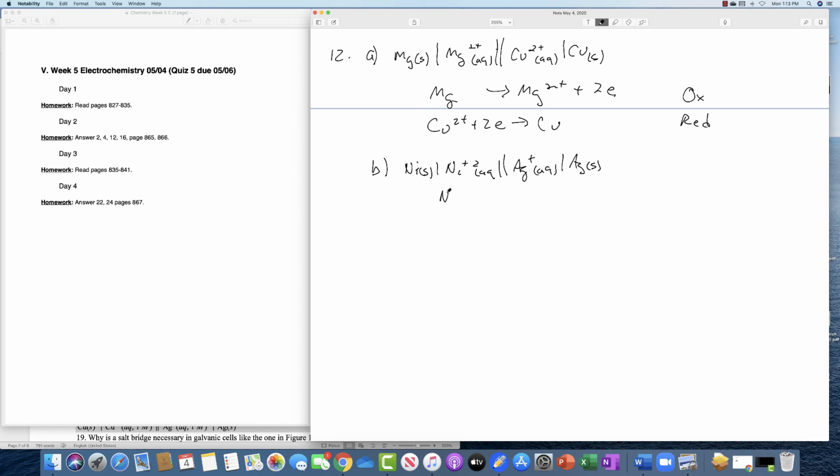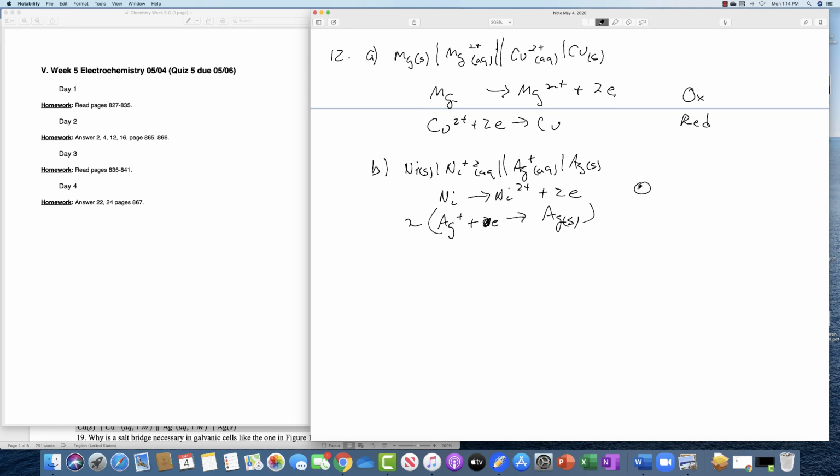We have nickel going to nickel 2+ plus 2e-. And for every one of those, you're going to have 2 of the other ones. You're going to have 2 silvers. This whole thing is going to be multiplied by 2. 2 silver ions plus 2e- goes to form silver solid.